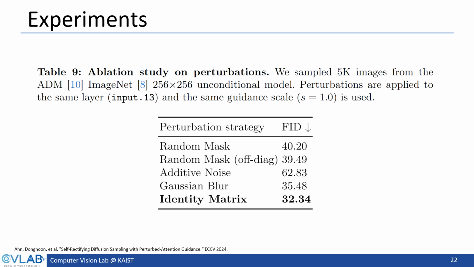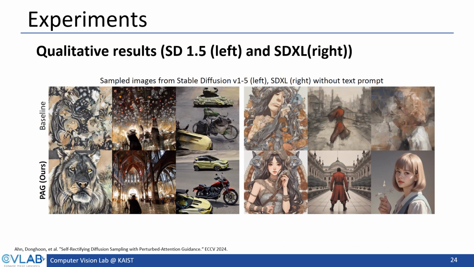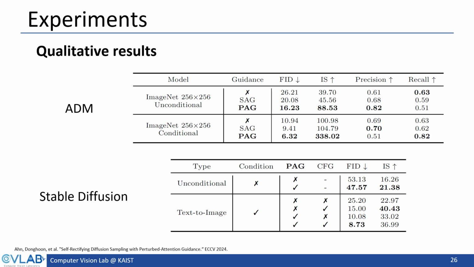Here are the results for various perturbations of the self-attention map. The simple method of replacing it with an identity matrix has demonstrated excellent performance. Here are the results of applying PAG to pixel space diffusion in ADM, where you can see a remarkable improvement in image generation quality. The results from stable diffusion and SDXL. Also, we saw a big improvement in the evaluation metrics across all setups, ADM, stable diffusion, both conditional and unconditional settings.